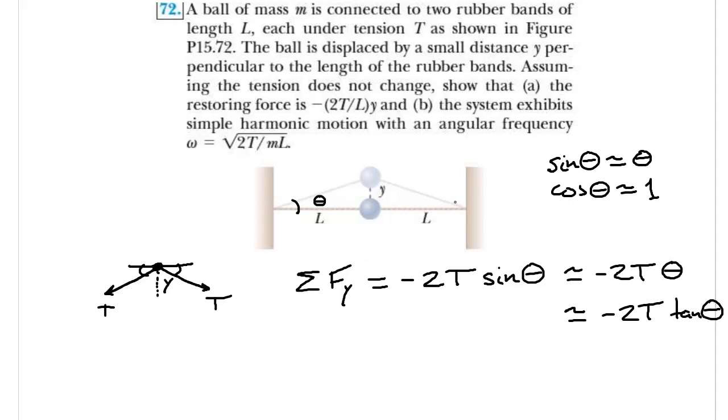Why tan theta? Well, tan theta is easy. Tan theta is y divided by L, opposite over adjacent. So this is just minus 2T divided by L times y.